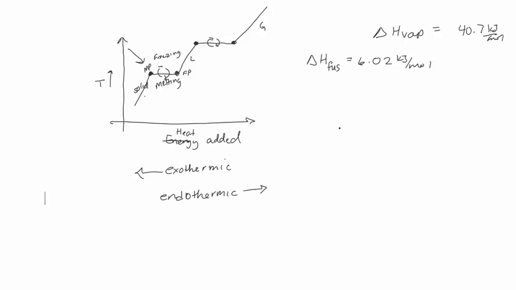A solid can sometimes convert directly into a gas. So we can go from here to here, and that process is called sublimation. Some common solids that sublime, like solid carbon dioxide, dry ice, that sublimes. So does naphthalene. Naphthalene is in mothballs.